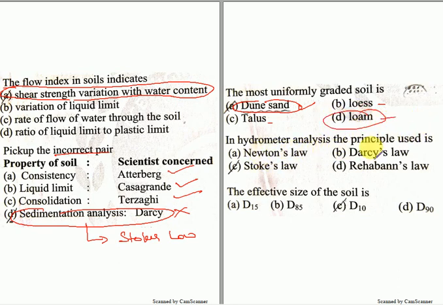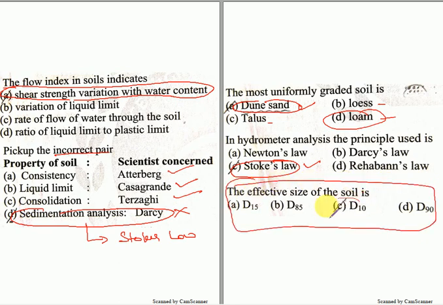In the hydrometer analysis, the principle used is, of course, Stokes law. Effective size of the particle. See, this is a very important question. Please do remember this. Effective size of the particle will always be D10.